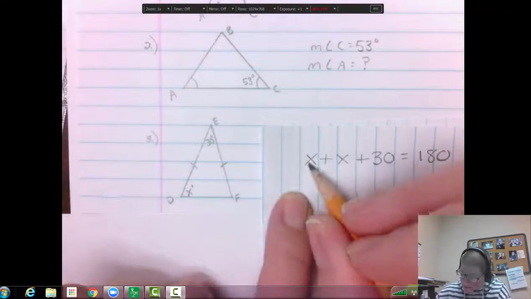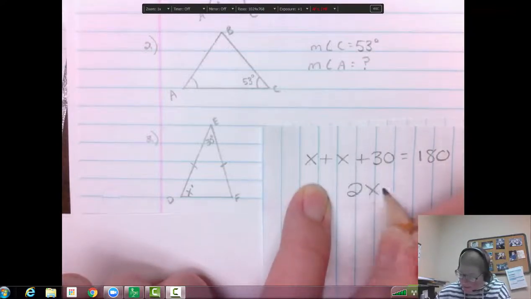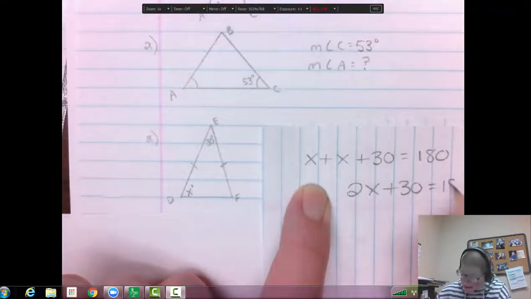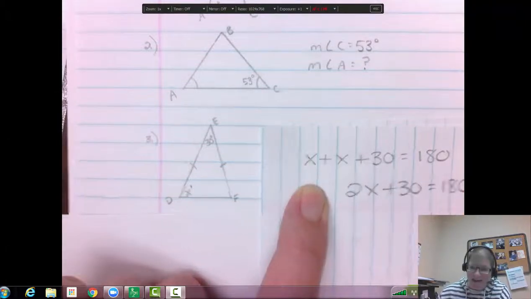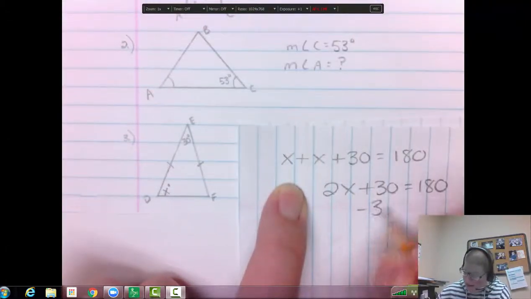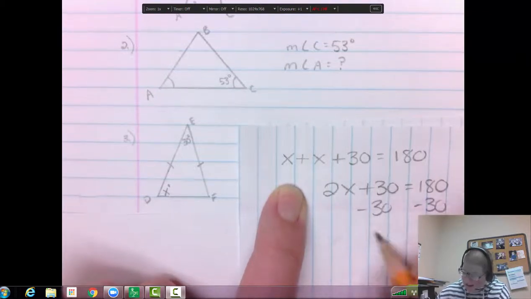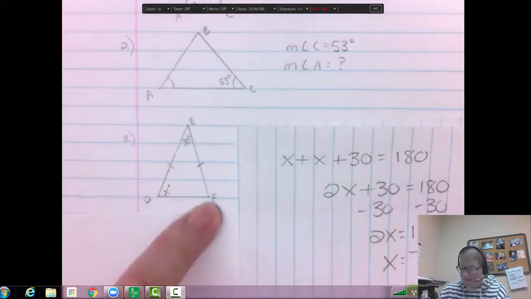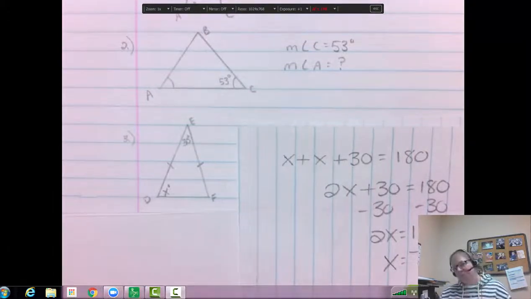So that's 1x plus 1x is 2x, plus 30 has to equal 180. So take 180 and subtract the 30 from 180, and I'm going to get 2x equals 150. Divide by 2, and x is 75. All right, so 75, 75, 30. So that's another way you could use the idea of an isosceles triangle to find something.